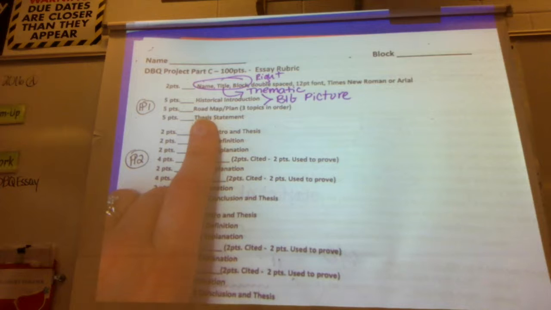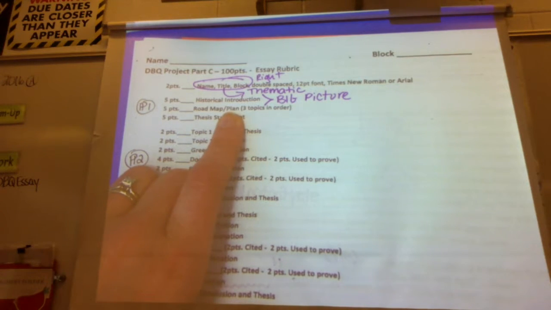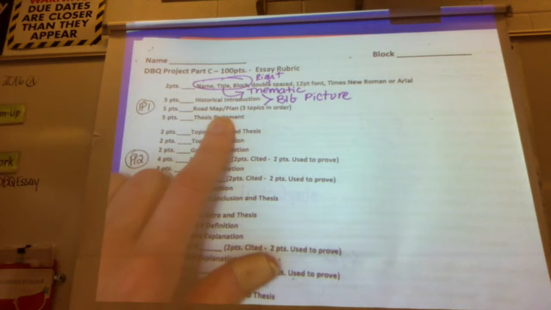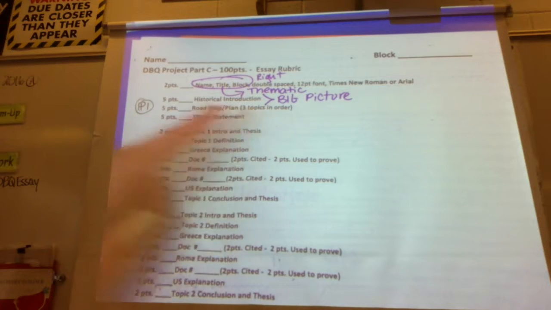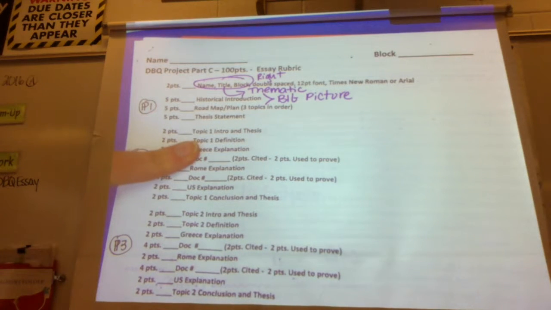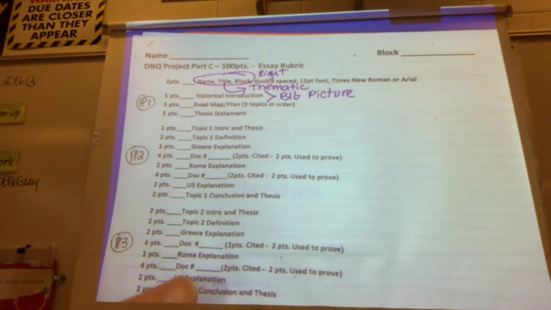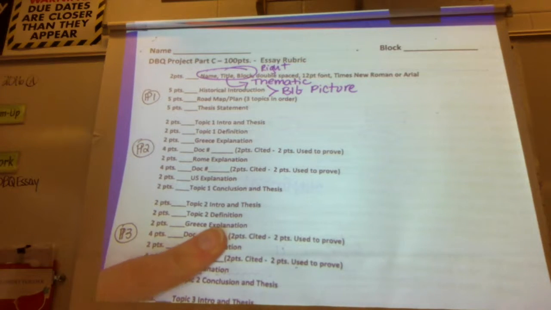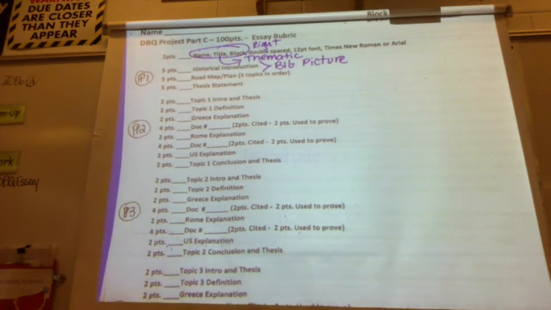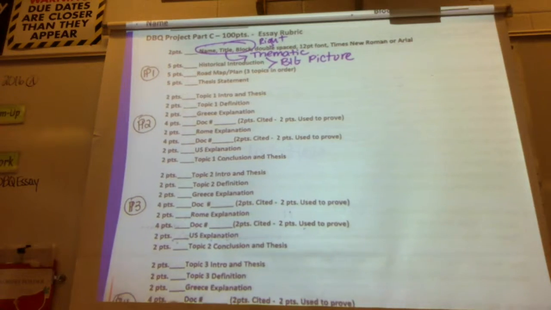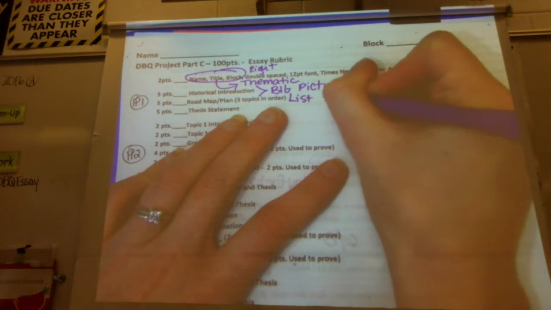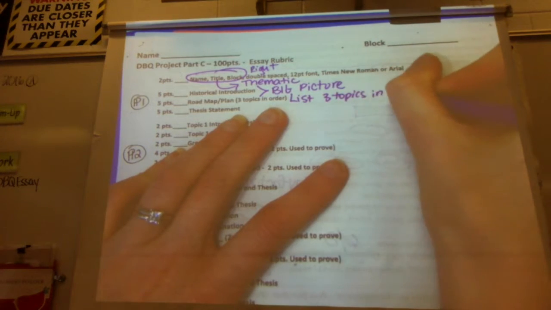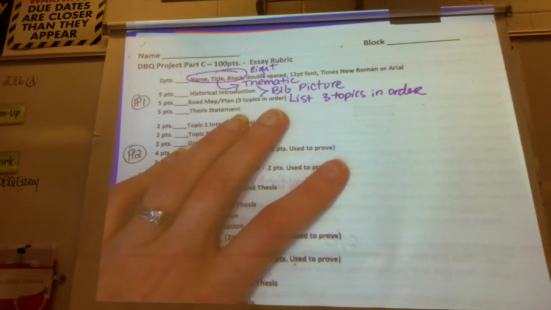Then you're going to give me a road map or a plan. I'm not positive what they call that in English class, but it's an outline of the 3 topics that you plan to discuss in order. So if you're going to do democracy in your first paragraph, it should say, the U.S. copied democracy, and then the next one maybe you choose separation of powers, and then the third one, maybe you're doing citizen duties. It just needs to be a list. List 3 topics in order. You'll go on in detail to explain them later in your essay.